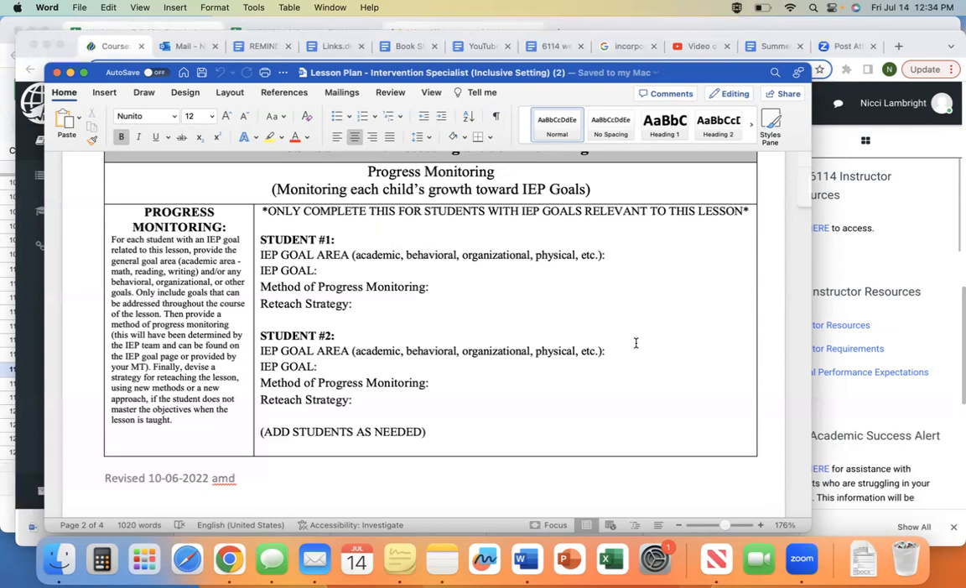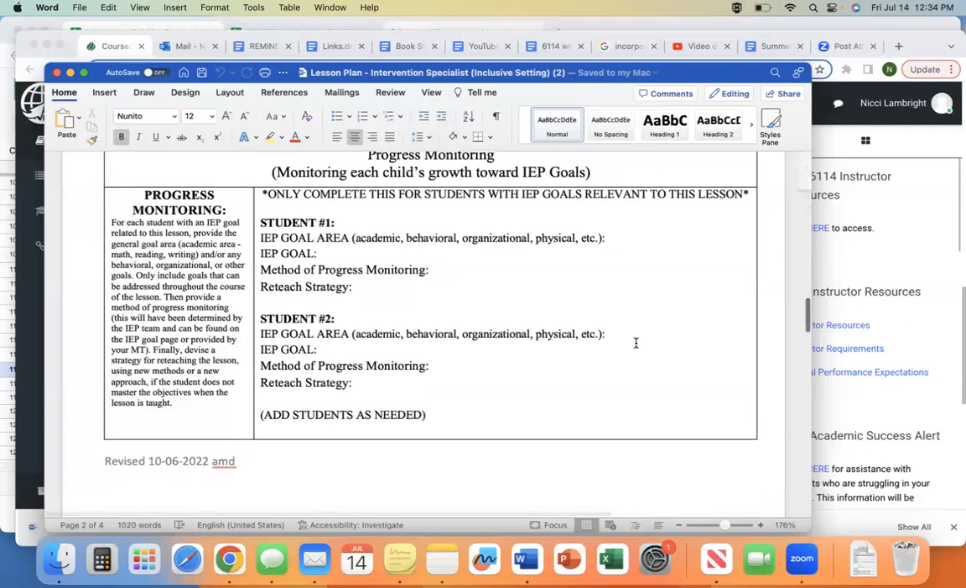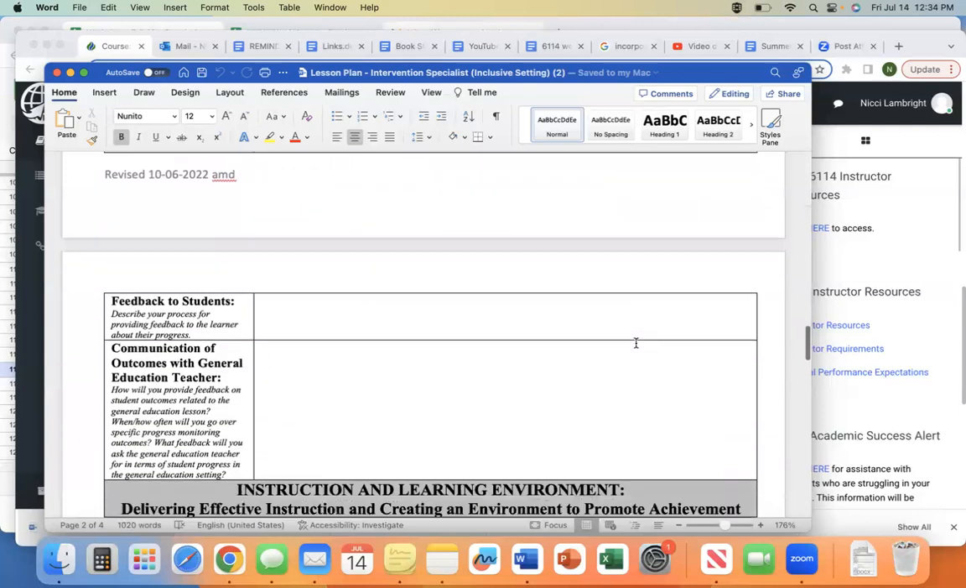So we could have 2 or 3 students who are having procedural inaccuracies, and maybe they're doing it the same incorrect way. Maybe they're not. Maybe we need to break that down a little bit. So these reteach strategies can be similar, but should not be identical because your students' needs will not be identical.